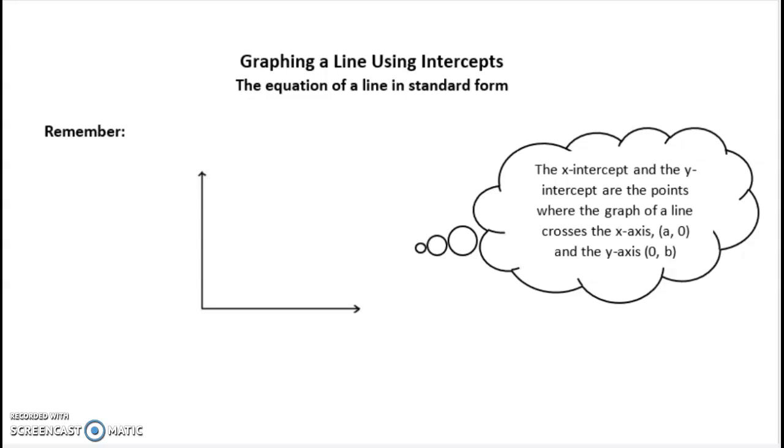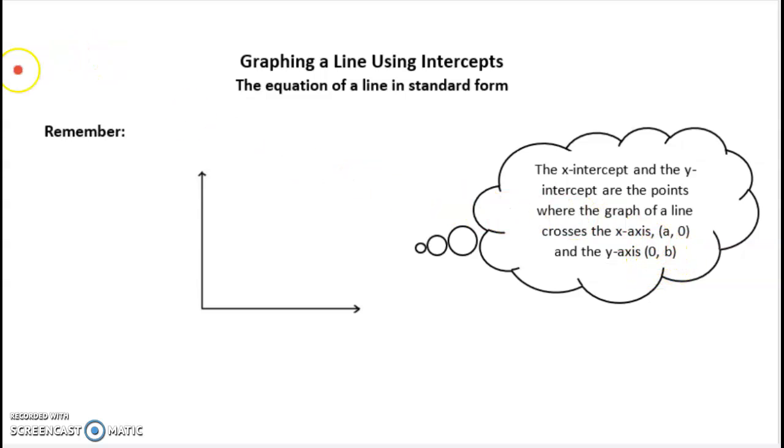Hey class, so today we are working on graphing a line using intercepts. Over here we have a little bubble. It says the x-intercept and the y-intercept are the points where the graph of a line crosses the x-axis, at a point where y is 0, and the y-axis, where x is 0 and y is a number.